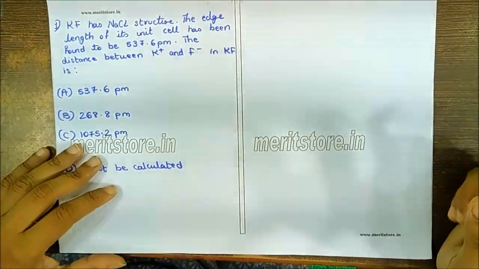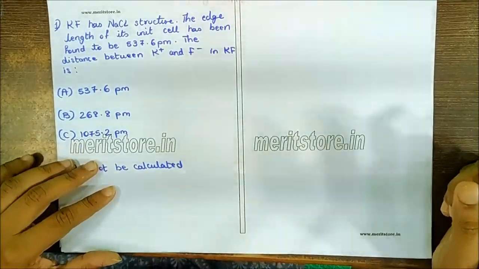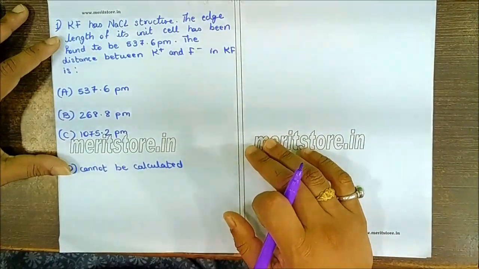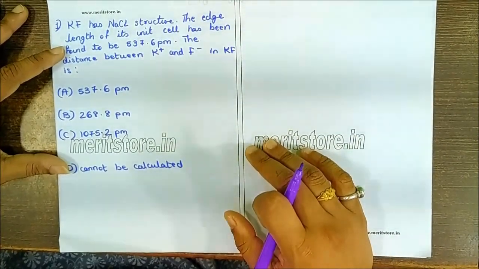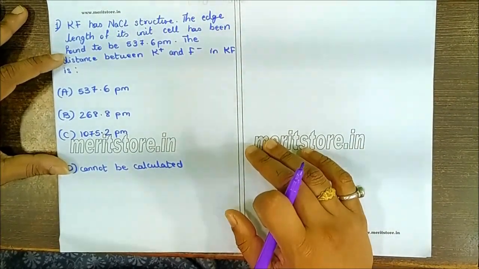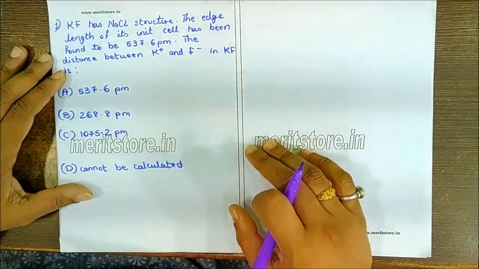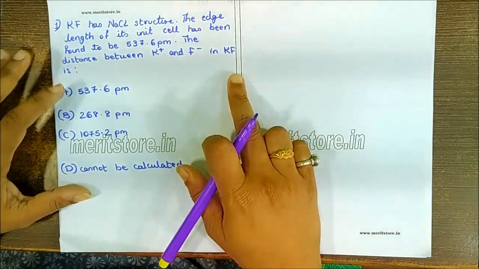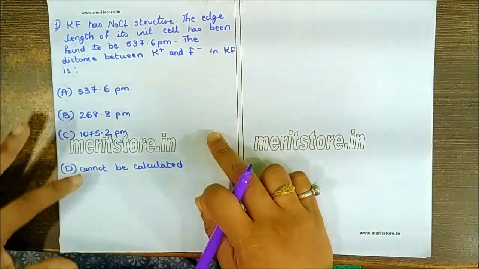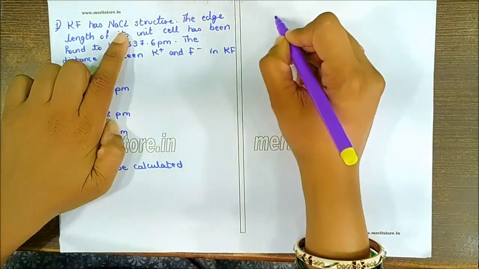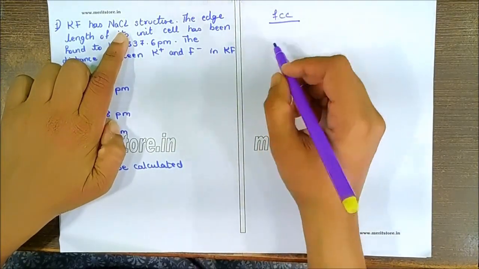Let us discuss some of the MCQs related to the solid state. Question number 1 is, KF has NaCl type of structure. The edge length of its unit cell has been found to be 537.6 picometer. We have to find the distance between the K plus and F minus in KF. Now KF has the NaCl type of structure, that means it is something like FCC structure.